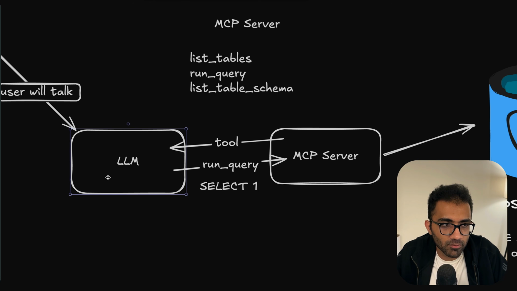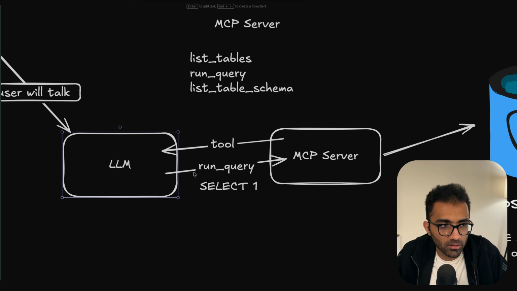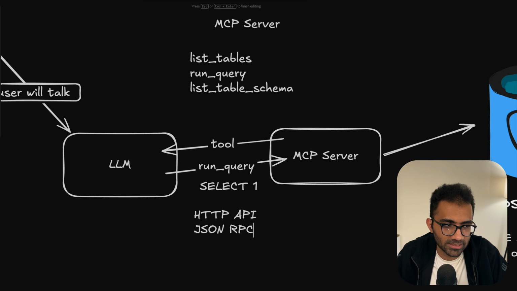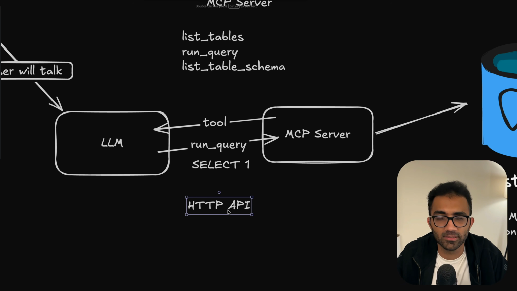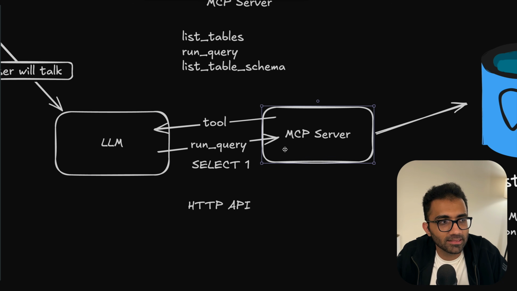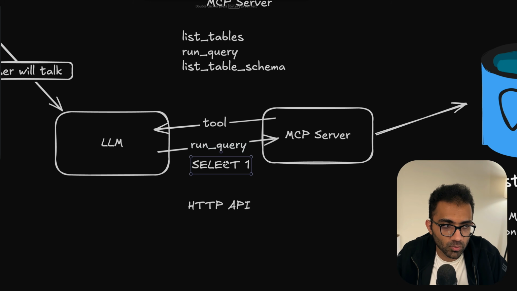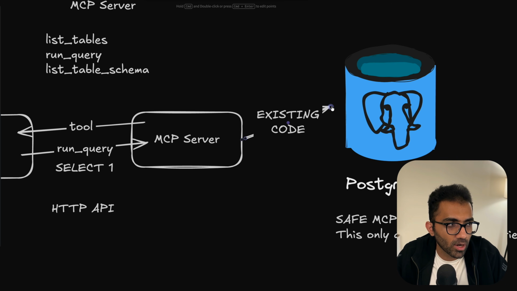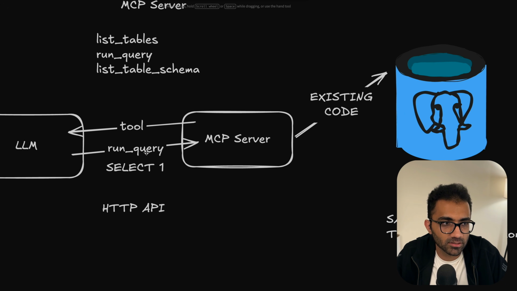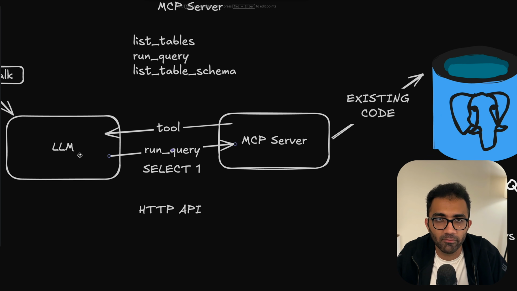Your large language model is going to run this tool over an HTTP API, or a JSON RPC as well, which is common in local MCP tools if you're running it locally. But for the sake of simplicity, let's just assume that this is an HTTP API. It's going to tell this MCP server what parameters to run this against. And then this MCP server will use existing code to run that with the parameters that your large language model gave it. That's it. This is as simple as it gets.